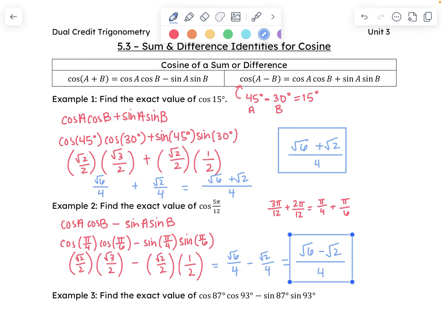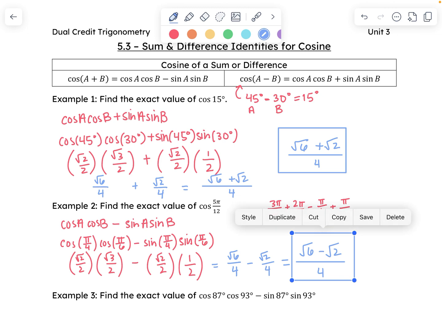Something to also be aware of: when it says find the exact answer, you're going to leave it like that. You're not going to type it in and try to get a rounded decimal in a calculator or anything. Exact answer means radicals and all. No rounded decimals here.